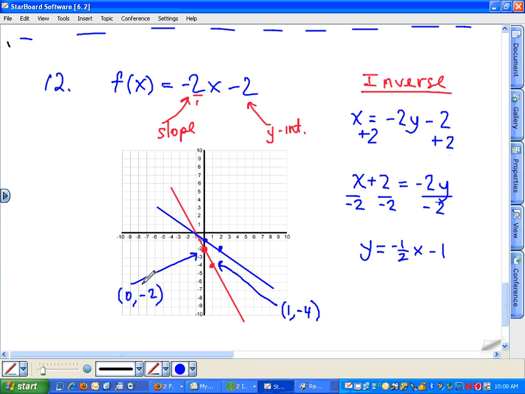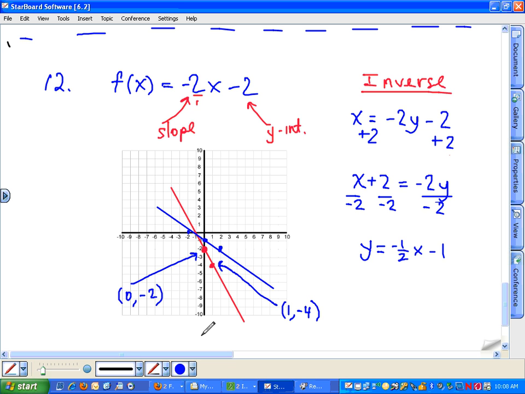Now, I know the bell is going to ring, but stick around for just a second. If I were to switch the x and y of this point, what would you get? Negative 2, comma, 0. Well, check this out. On the inverse graph, negative 2, comma, 0 is on the graph. Because you switch x and y to find the inverse, right? Now, this point right here, the 1, comma, negative 4, what would you get if you switched x and y there? Negative 4 comma 1. So take a look at the inverse graph. Negative 4 comma 1 is on the graph.